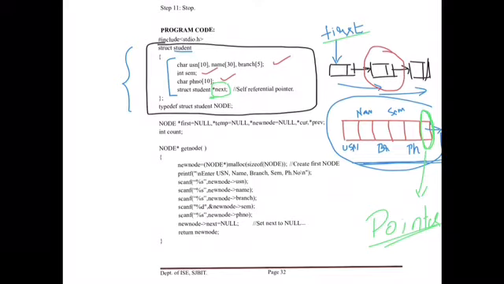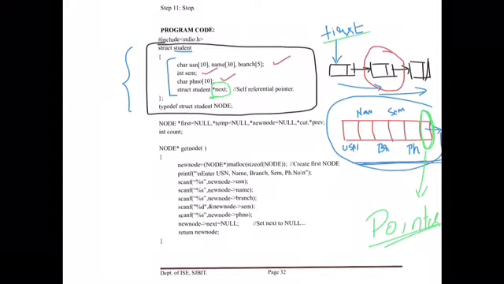Now I know that I have to get an input of USN, name, branch, SEM, and phone number. How do I get that? First, before I tell that, memory needs to be allocated. I already explained this with the help of malloc. So you are getting a size of node, and that will be allocated to a new node. Now I am calling this entire thing a new node.